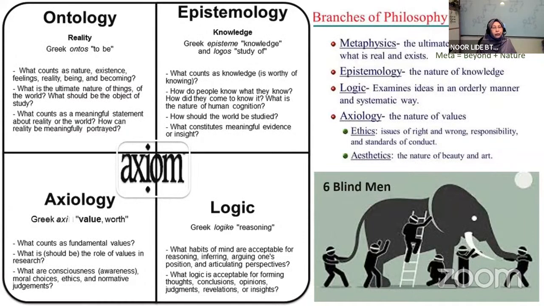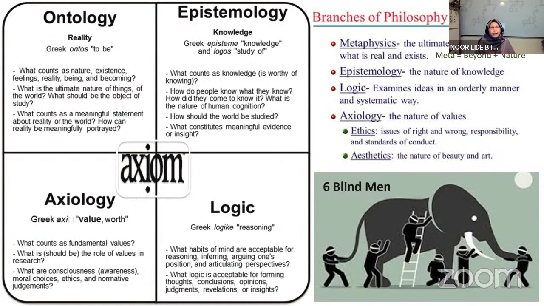So you can argue your position by giving some explanation that would support your position. So this axiology, I forgot to mention that axiology also talks about ethics and about issues of right and wrong, responsibility, standards of conduct, and also about aesthetics. Okay, so these are the four branches of philosophy.